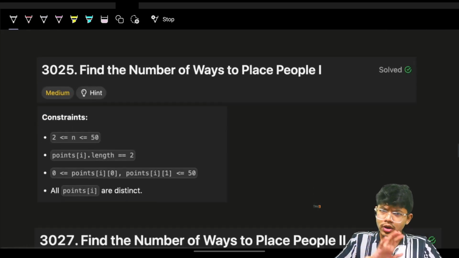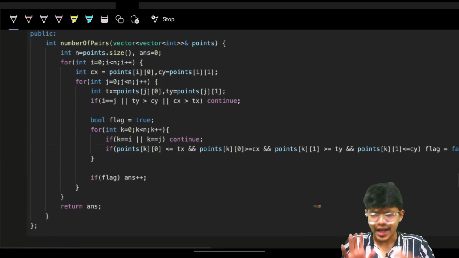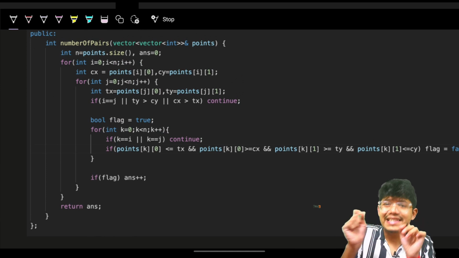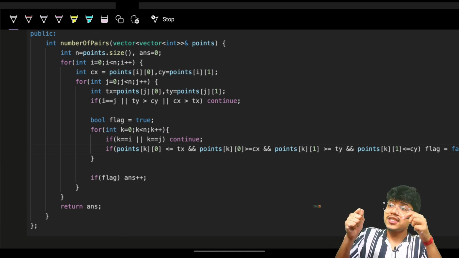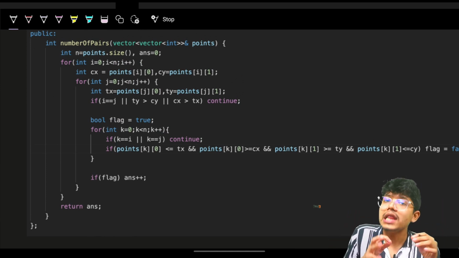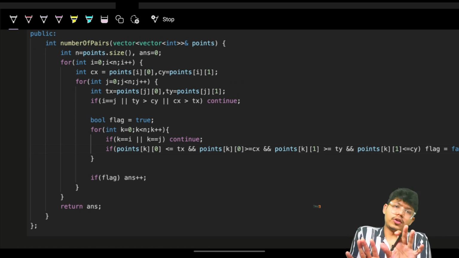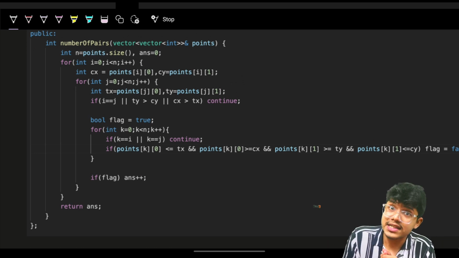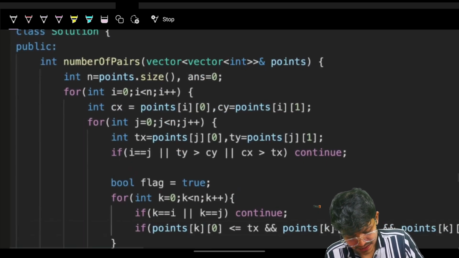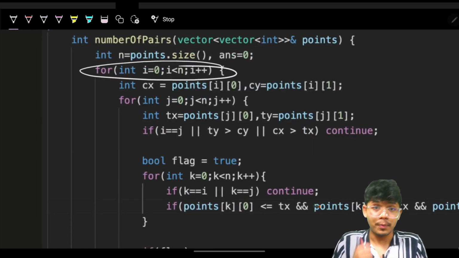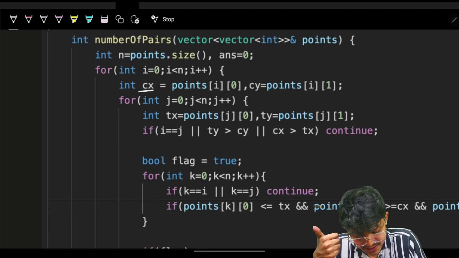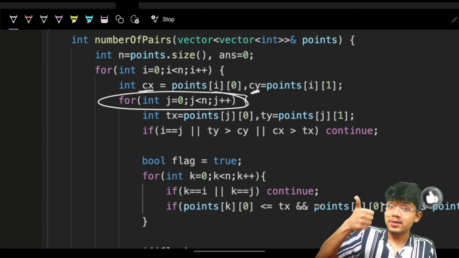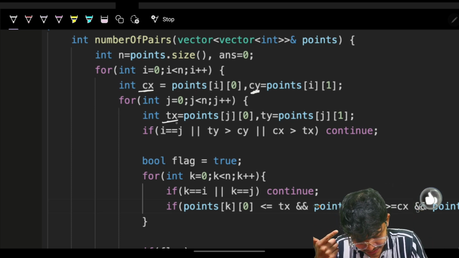Let's quickly see the code. It's pretty simple, exactly the same as what we saw. We will try both my C and T pair, and for the C and T pair, I'll try all the other points as K and check if that point is lying inside; if so, it's not valid. If not, then it's a valid pair of C and T. So I'll simply take my I, this is for my point C. Now I just took a CX and CY. Then I will try for all the possible J's, which means all the possible T's. I will have a TX and TY.